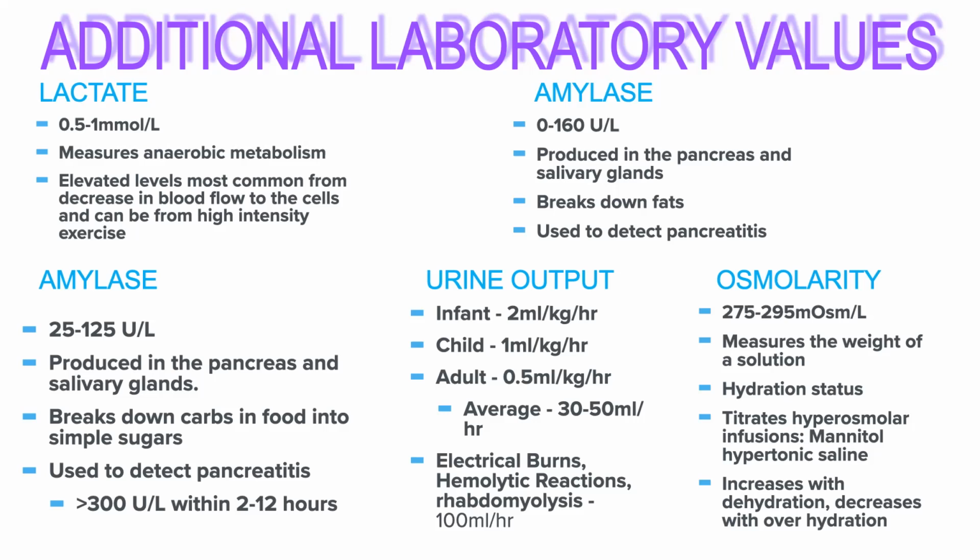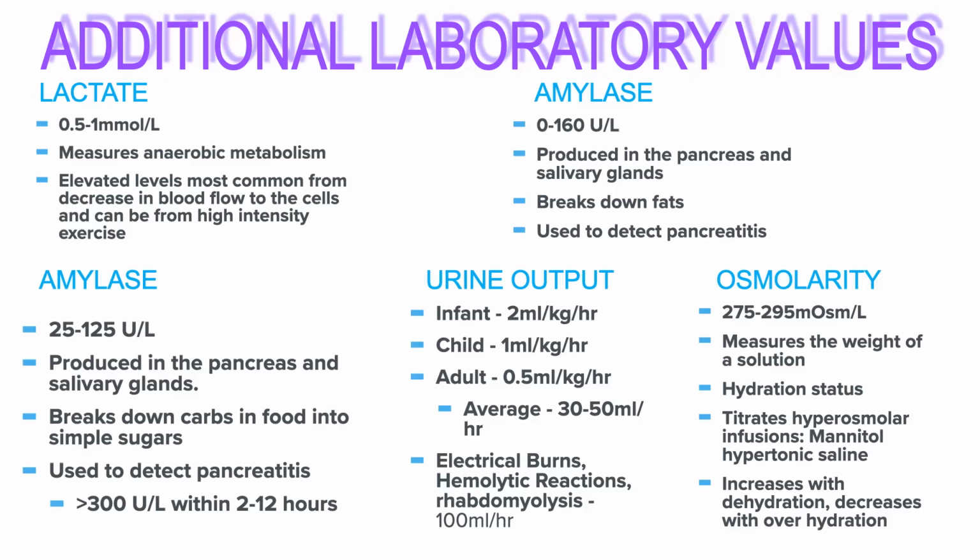We really want to take a look at this, especially with electrical burns, any type of burns, hemolytic reactions, rhabdomyolysis. And with those ones, especially electrical burns, hemolytic reactions and rhabdo, we want to see urine output at 100 milliliters an hour. We want to flush all those toxins out. So we're actually going to give more fluid than what we would normally see. Normal urine output is going to be that 0.5, 1, and 2. But especially with burns, we need to see a really big increase because we can't see what's going on inside the cells, right?